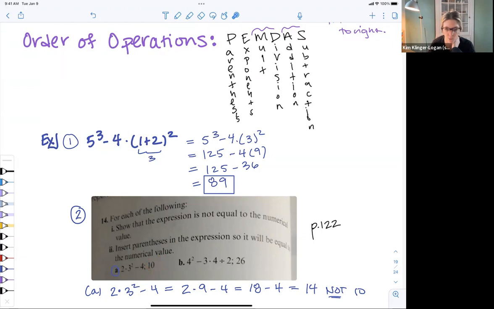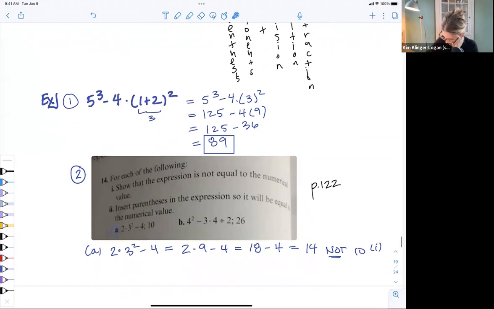Okay, so this was step one. We showed that if I just compute this without any parentheses added in, this is not 10. And now I want to insert some parentheses so that the value of this expression with parentheses added in is actually 10. For something like this, you might need to try testing around with a couple different options. But I think what works is if I put parentheses around the 3 squared and the 4 here.